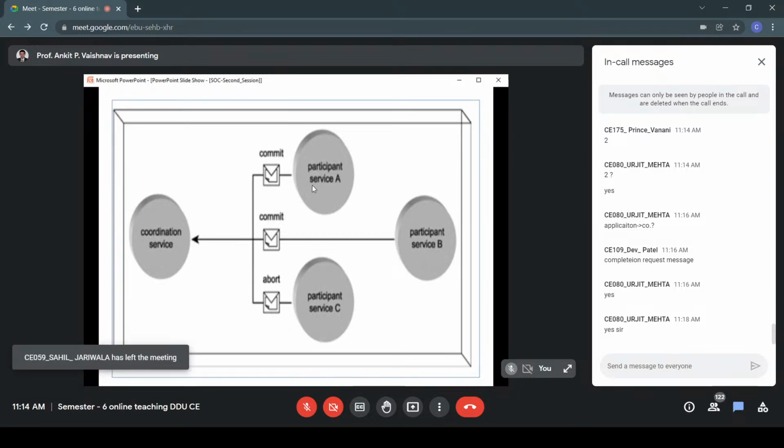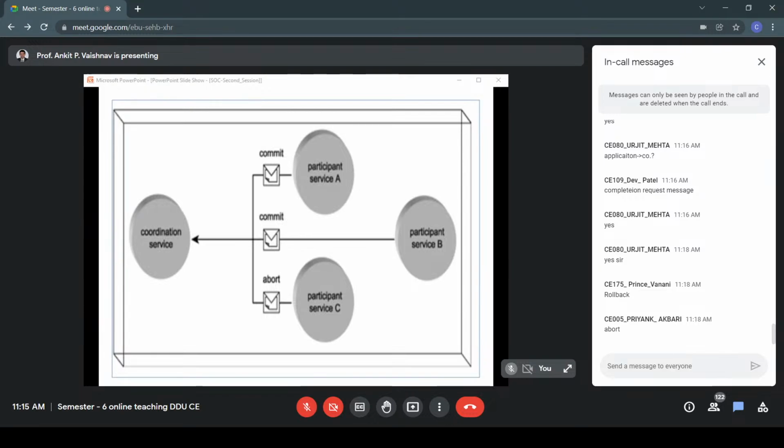Participant service A is sending a commit. Participant service B is sending a commit. But participant service C is sending an abort. So finally, what will the coordinator's outcome be? Yes, finally, it will be aborting it, right?